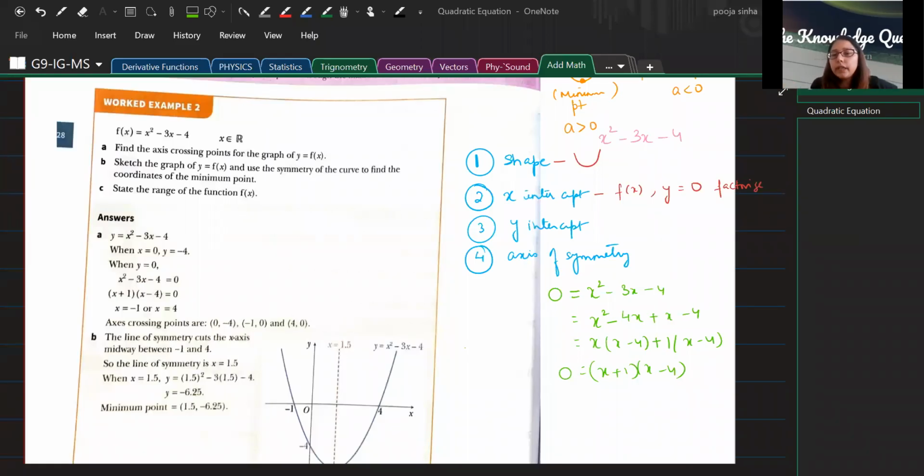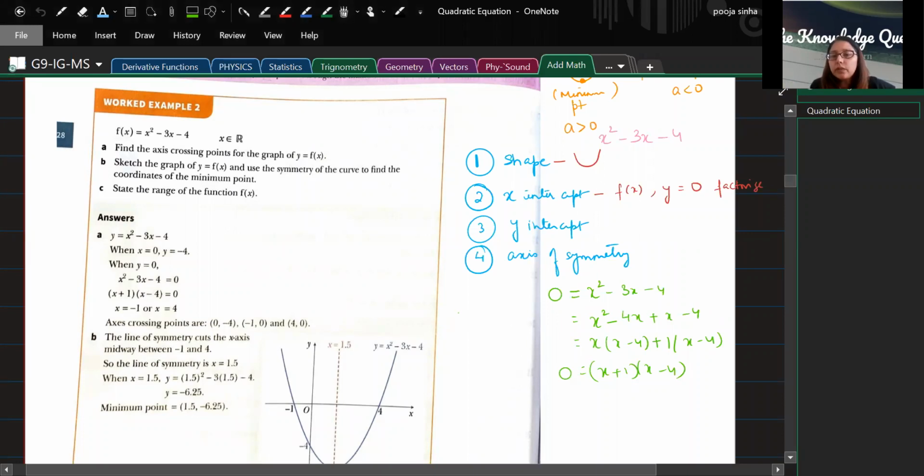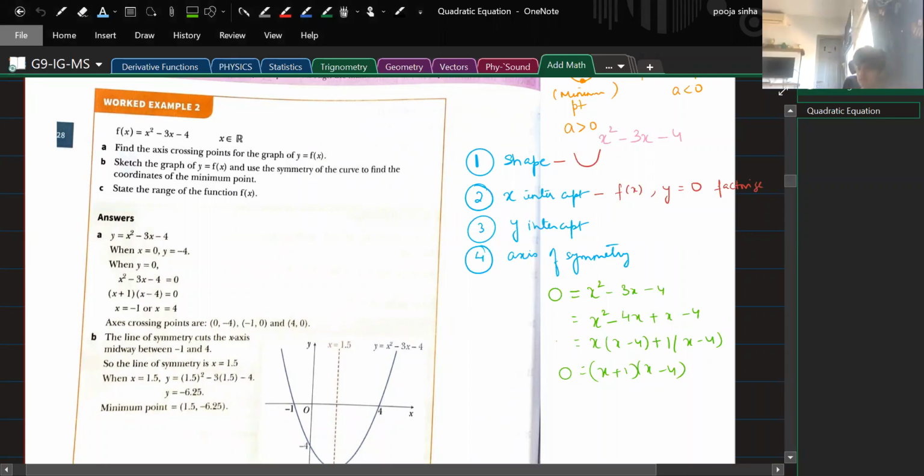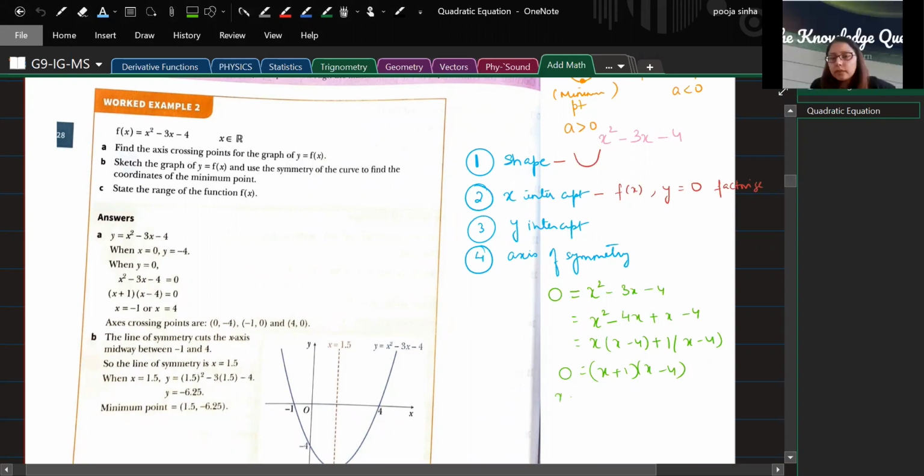From here, we are getting two values of x. What are the two values of x? -1 and 4. So I got x equals -1 and x equals 4. So my answers for the x-intercepts are ready. Okay, so that's your second thing in the graph. So in this case, what are the answers for you?